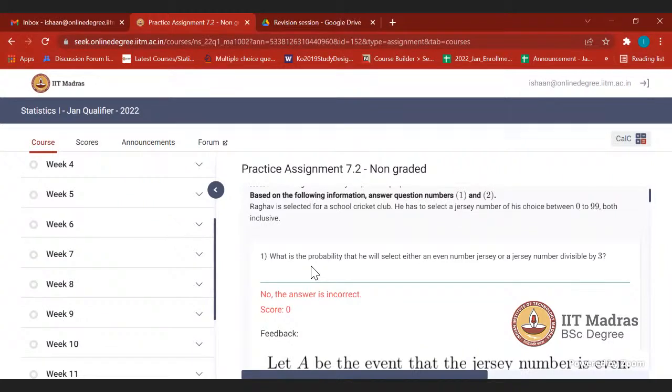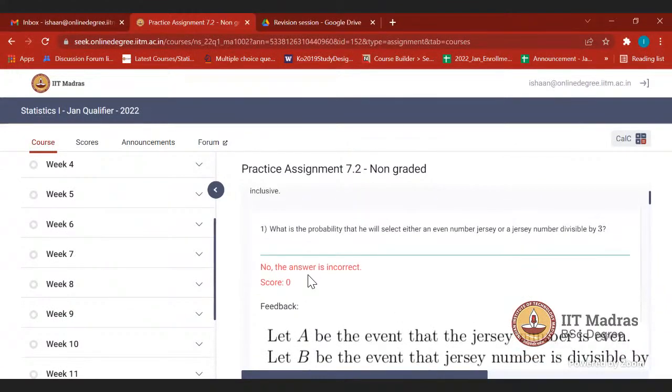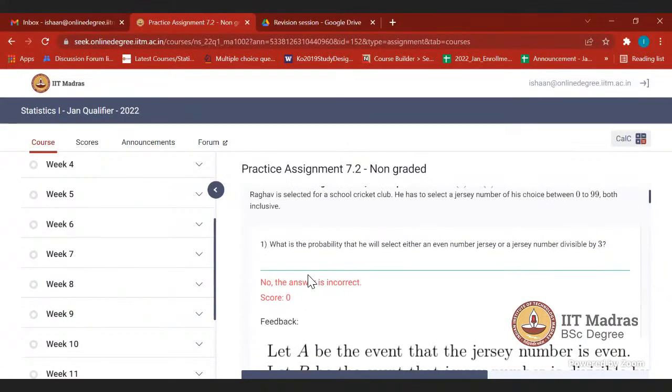So practicing these non-graded assignments for the weeks is enough, sir? You should be clear with concepts. See, practicing questions, even if I give you 100 questions, it still won't be enough. There are a lot of questions. It's all about the concept. Once you're clear with concepts, you will be doing thousands of questions without even thinking.